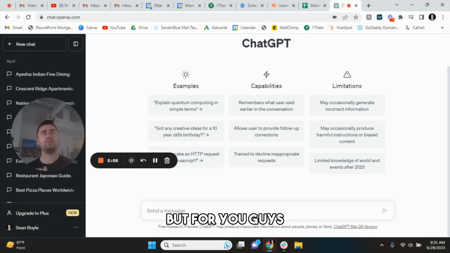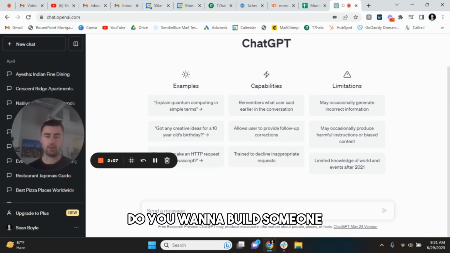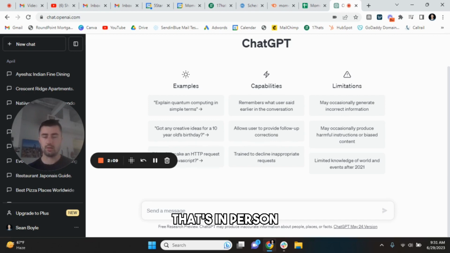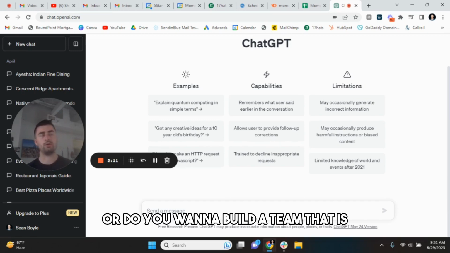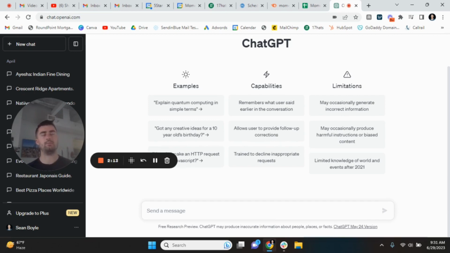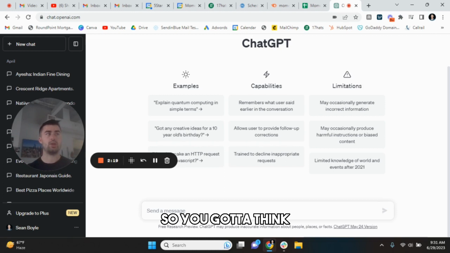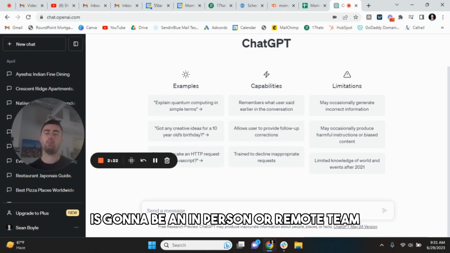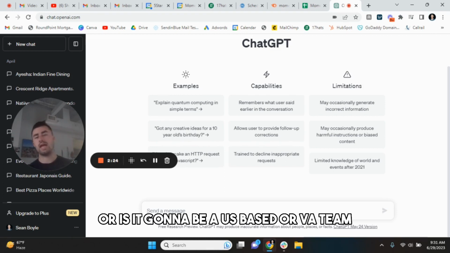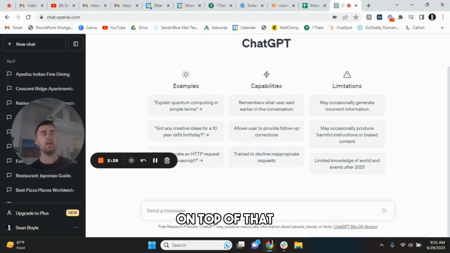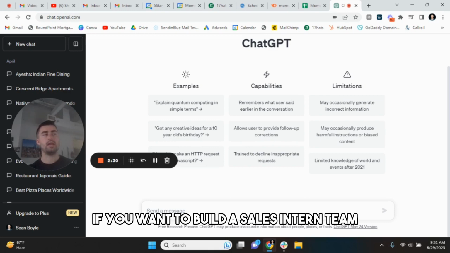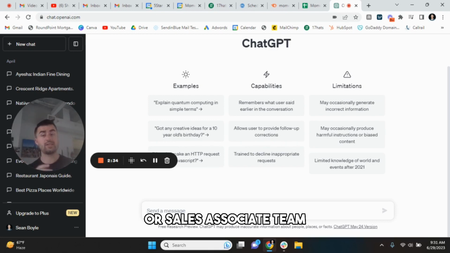But for you guys, you need to figure out, do you want to build a sales team that's in person, or do you want to build a team that is really based all across the US, or maybe even internationally if you're using VAs? So you've got to think, is it going to be an in-person or remote team, or is it going to be a US-based or VA team? On top of that, you also want to be cognizant of whether you want to build a sales intern team or a sales associate team.